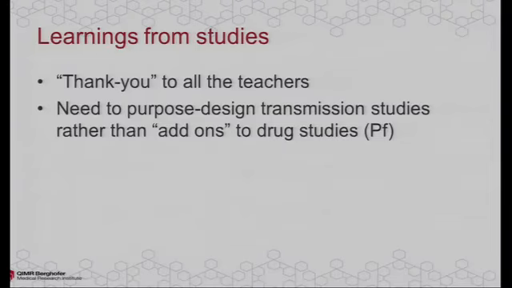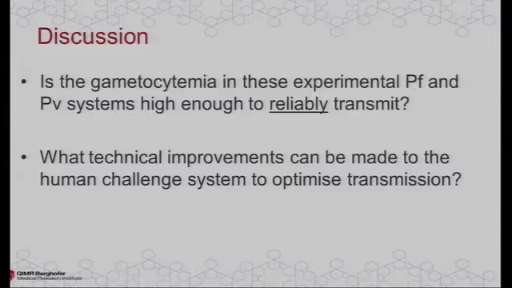So just quickly in discussion, is the gametocytemia in these experimental systems high enough to reliably transmit infection? And that, I think, remains an unanswered question. And then obviously we're looking to make technical improvements in our system to actually get to a point where, if the answer to this question is yes, can we develop a robust system that will be able to take a vaccine candidate from phase 1 into a pilot efficacy study in a human clinical trial environment before going to the field to do the large scale clinical studies that we need for the work.